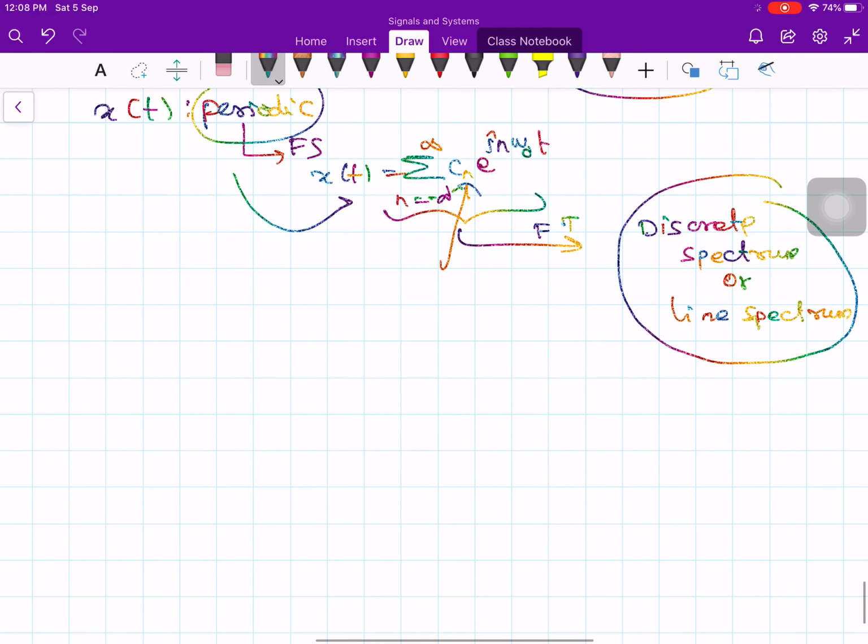So the conclusion that we get is whenever you have a periodic function of time, the spectrum will turn out to be a line spectrum. Similarly, whenever you have an aperiodic function, the spectrum turns out to be a continuous spectrum.